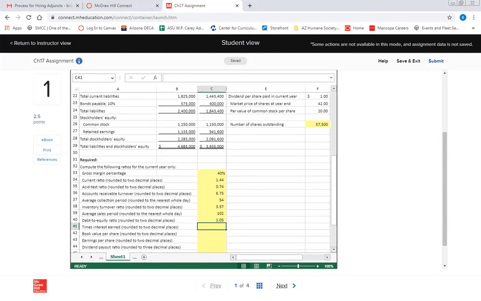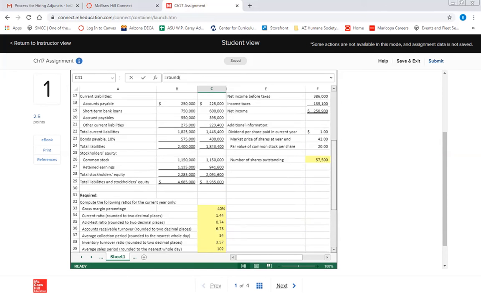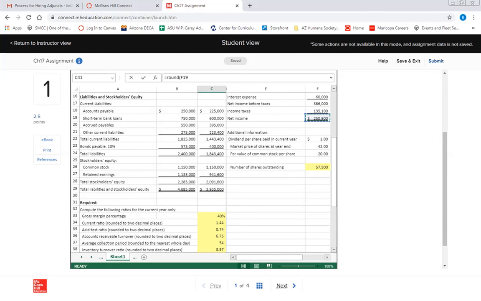Times interest earned. That's going to give us our net operating income divided by our interest expense. And we are rounding to 2 decimal places. So let's take our net operating income. Whoops, that's getting out of hand. Net income.